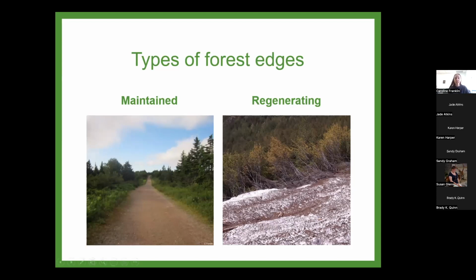So an example of a maintained forest edge would be this photograph on the left of forest edge adjacent to a hiking trail. Another example would be a forest edge adjacent to a road. So these forest edges tend to be maintained for human use. But that being said, some forest edges are maintained by non-humans as well. So some animal species that browse, such as moose, can actually maintain forest edges by preventing forest regrowth because of their browsing.